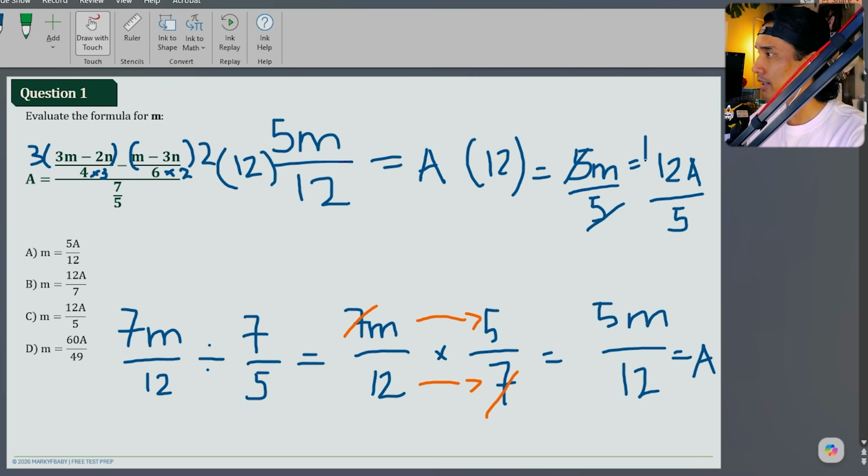And I'm not going to rewrite it. I'm just going to box this up. And this is our final answer. m is equal to 12a divided by 5. And that, folks, is answer choice C.